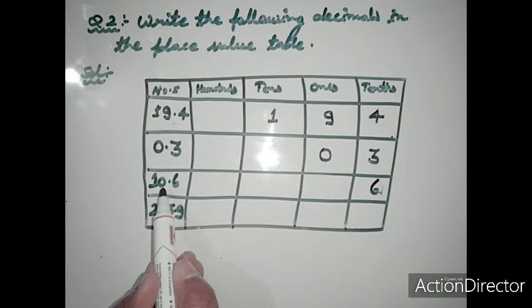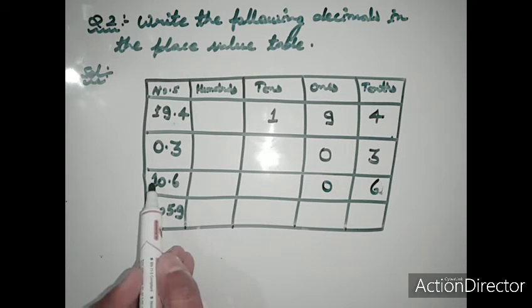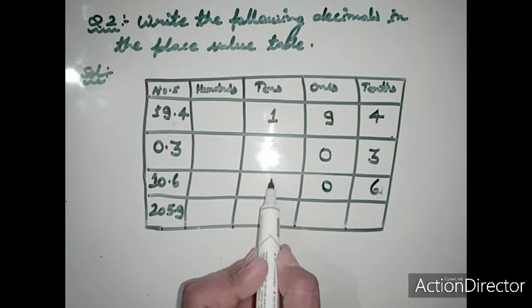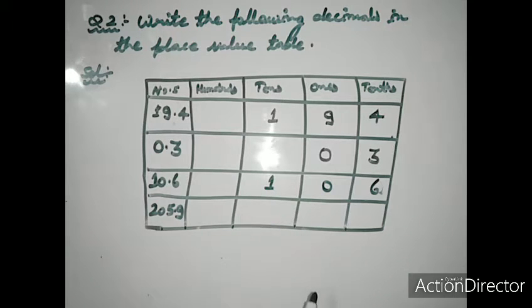What is the place of this 0? Ones. What is the place of this 1? Tens place. Now what is the place of this 9? After decimal. So here we read out these places like tens, hundred, thousands, right? So we write 9 here in a tens place.